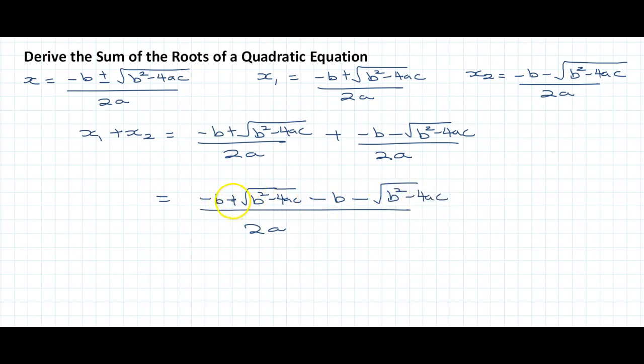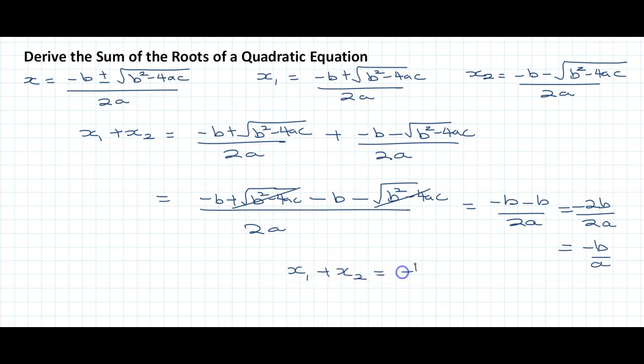So you can see here that this is plus the square root of b squared minus 4ac, this is minus the square root of b squared minus 4ac, so this is going to end up becoming 0. So this is going to end up being negative b minus b over 2a, which is negative 2b over 2a, and you're going to end up with negative b over a. So that means that x1 plus x2 equal to negative b over a. So this is how you derive the sum of the roots of a quadratic equation.